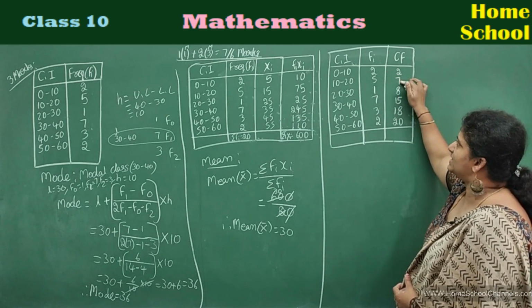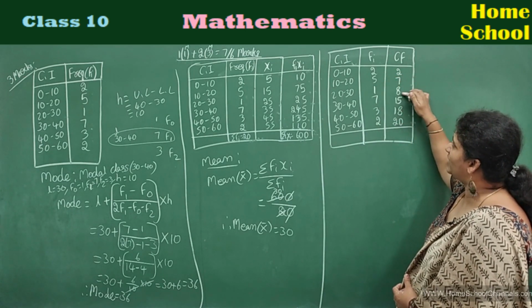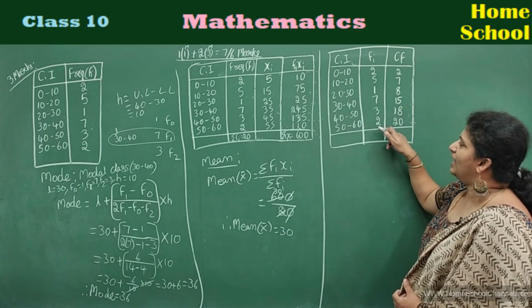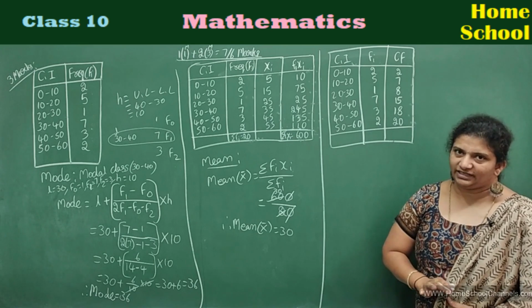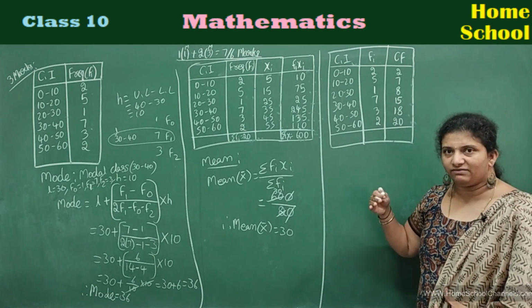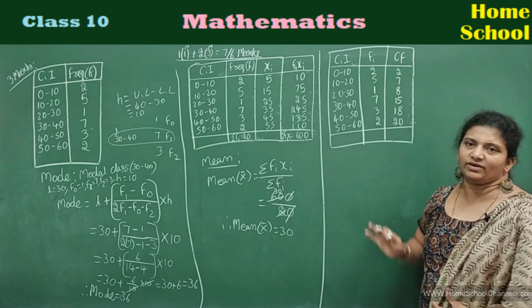2. 2 plus 5, 7. 2 plus 5 plus 1 will be 8. 8 plus 7 will be 15. 15 plus 3 will be 18. 18 plus 2 will be 20. Like this, we need to add the frequency cumulatively and write it in this cumulative frequency column.